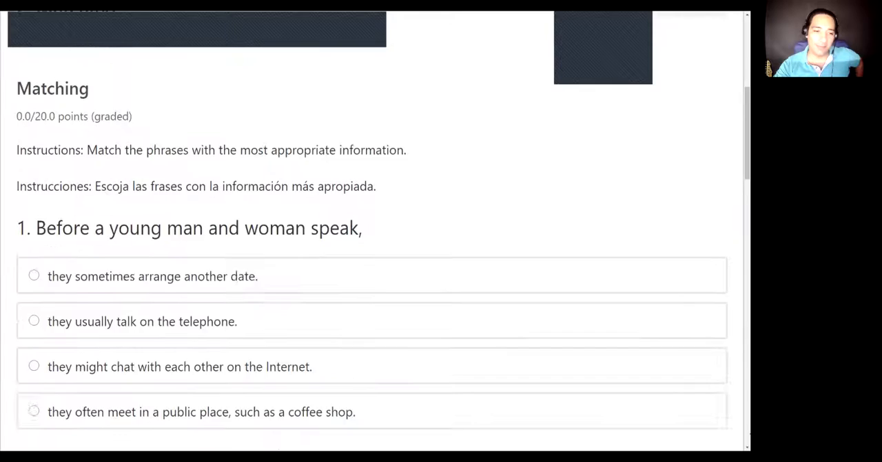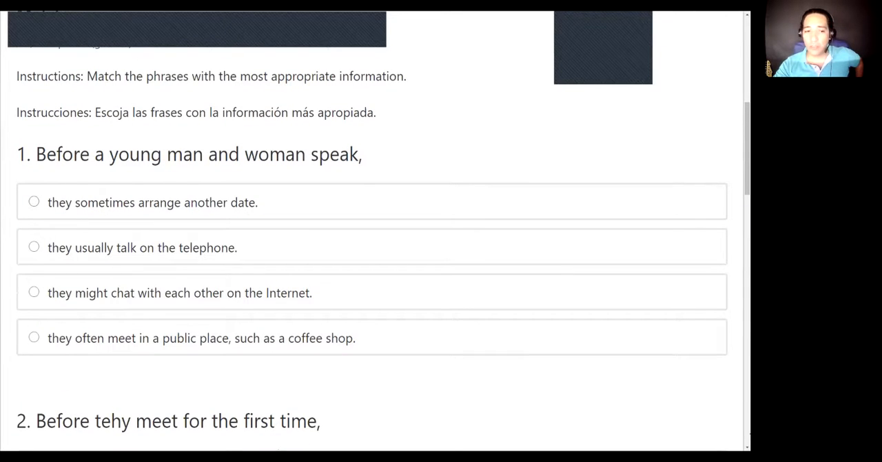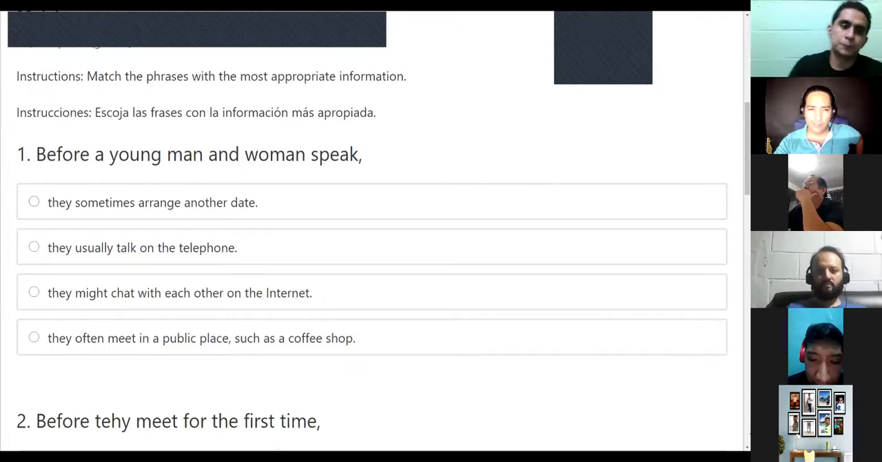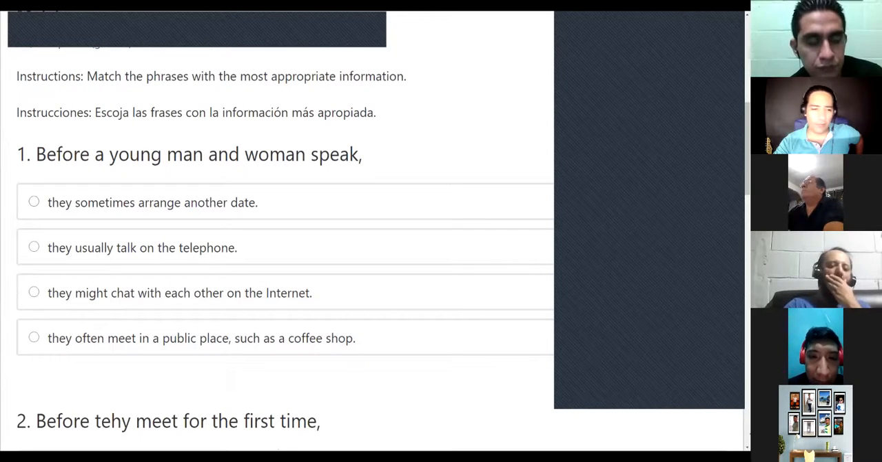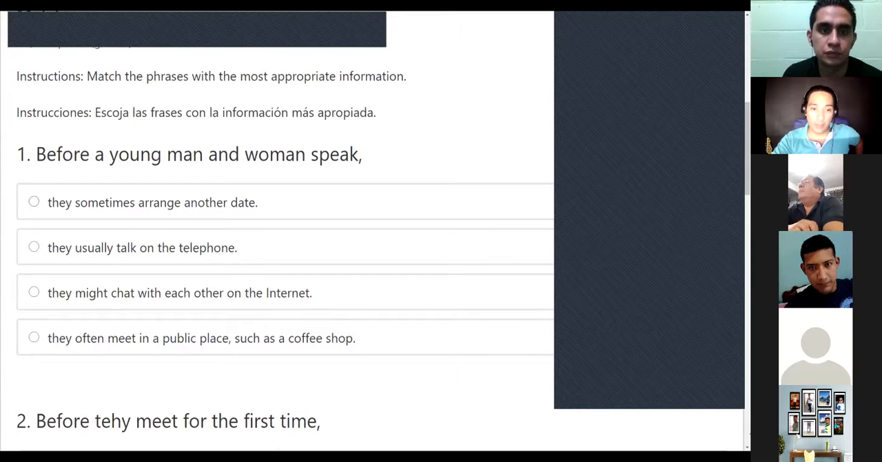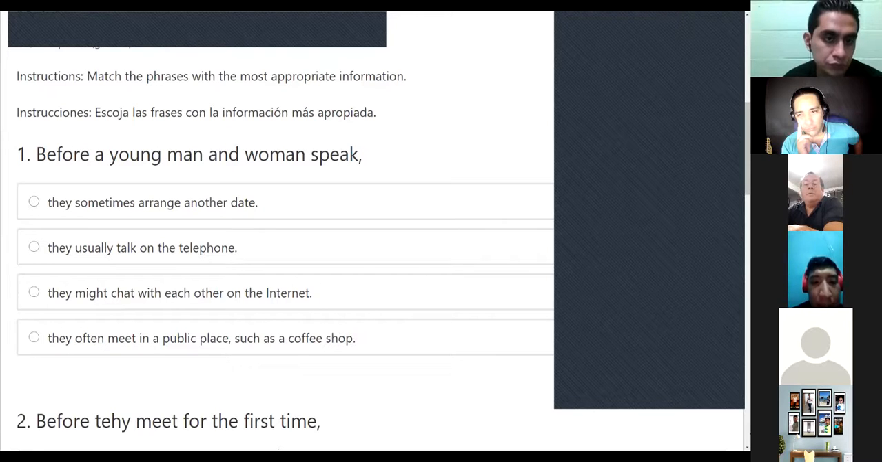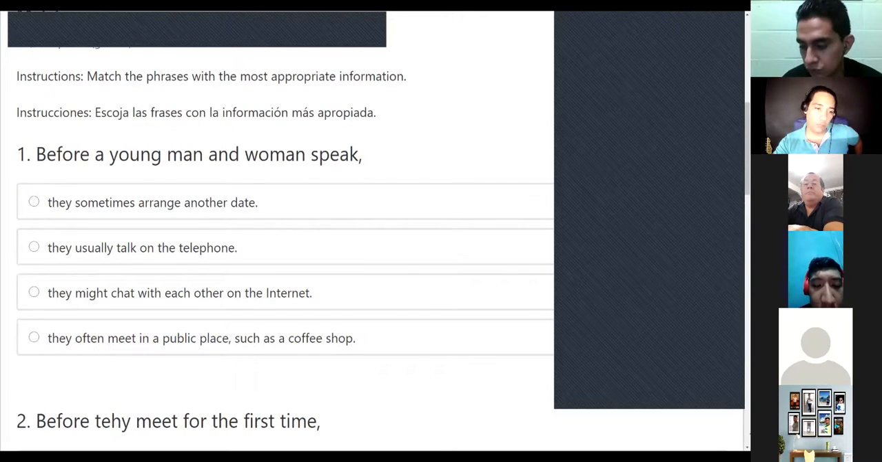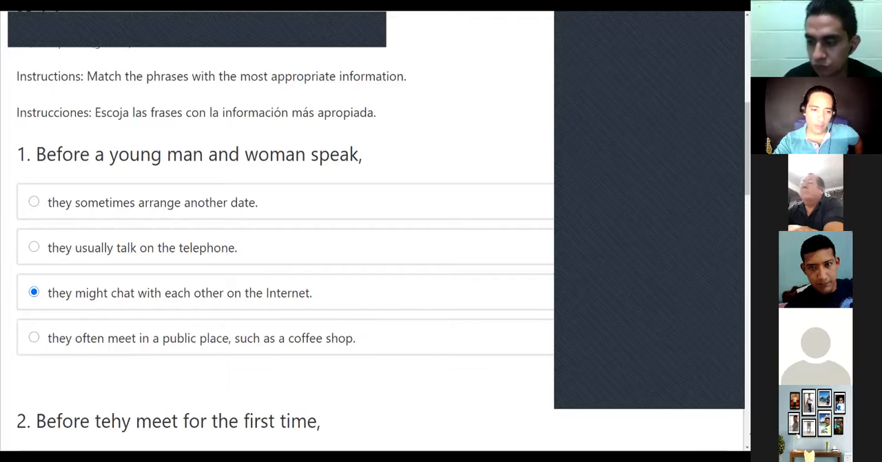Matching, oh, come on. Before a young man and woman speak, they sometimes arrange another date. They usually talk on the phone, on the telephone. They might chat with each other on the internet. They often meet in public, in a public place, such as a coffee shop. What do you think? What's the answer? Before a young man and woman speak, they might chat with each other on the internet. Yeah, that's true. That's what I will say.